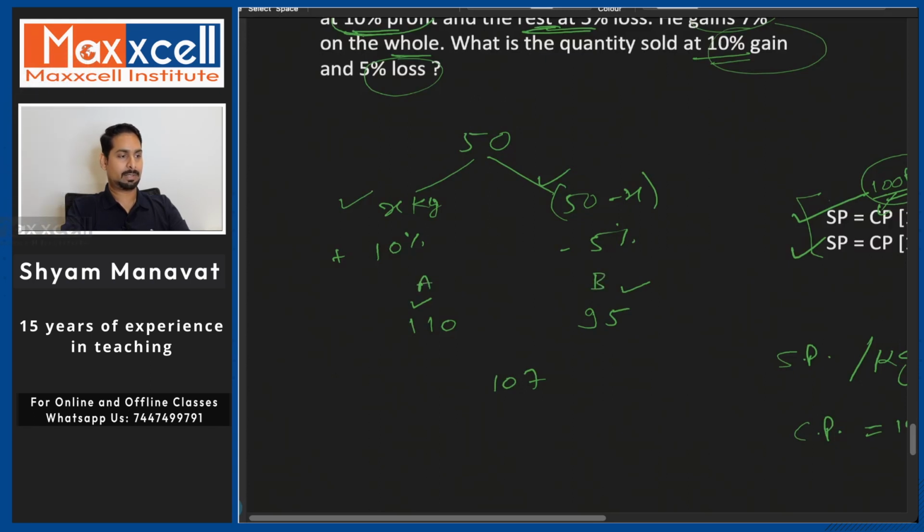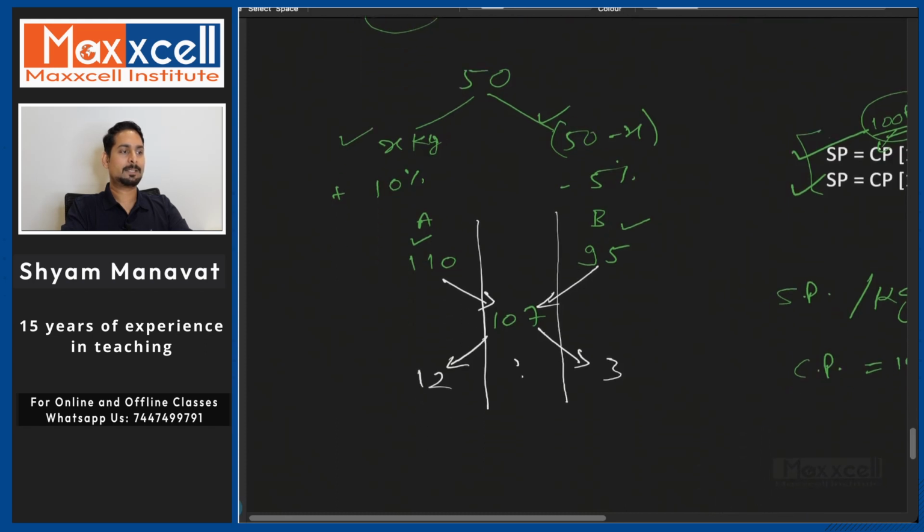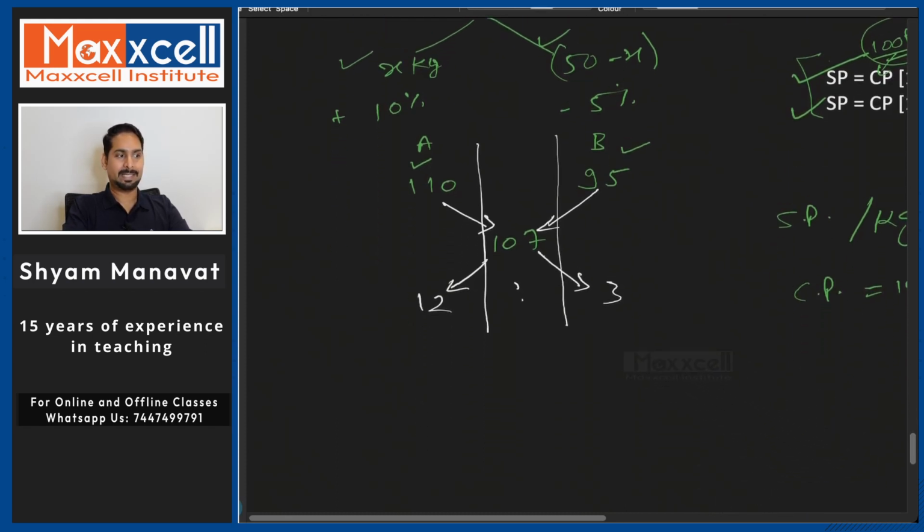Now, what do we do? We take the cross difference. This is 3. This is 12. So what is the ratio of quantity of A? A is with 10% profit. B is with 5% loss. So quantity of A by quantity of B is in the ratio 12 by 3, or we can say that is 4:1. Yes, 3 ones are 3 and 3 fours are 12.